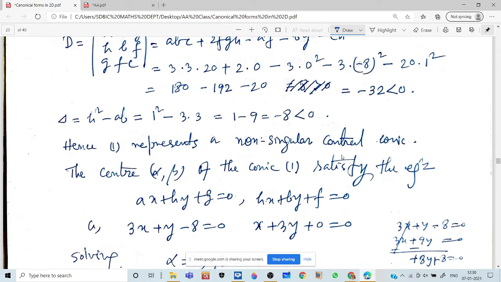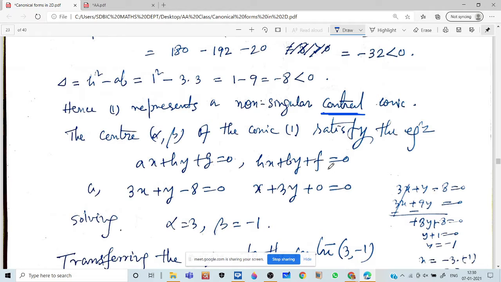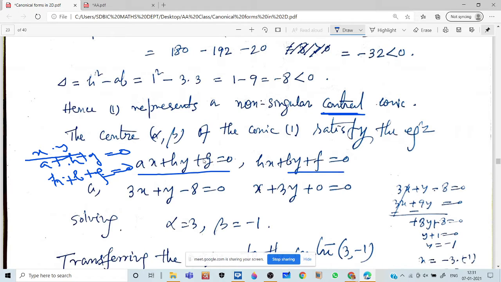Since this is a central conic, we must have a center alpha beta, so we first use a translation to take the center as the new origin. The formula to get the center: a x plus h y plus g equal to 0, and h x plus b y plus f equal to 0. Here the matrix rows are a, h, g and h, b, f, and from the first two rows we get this result.